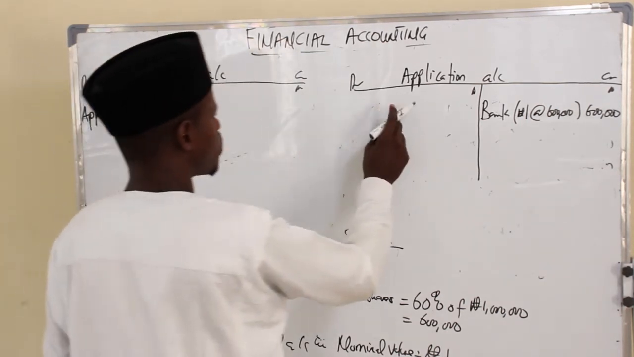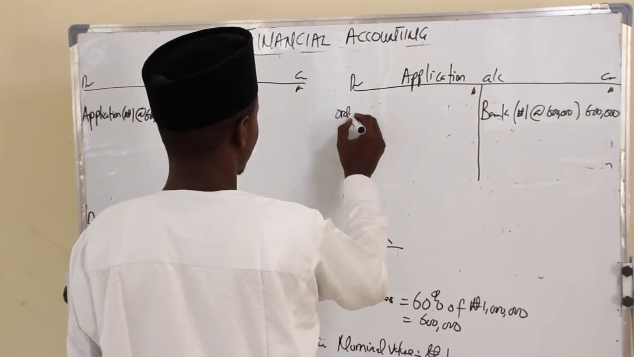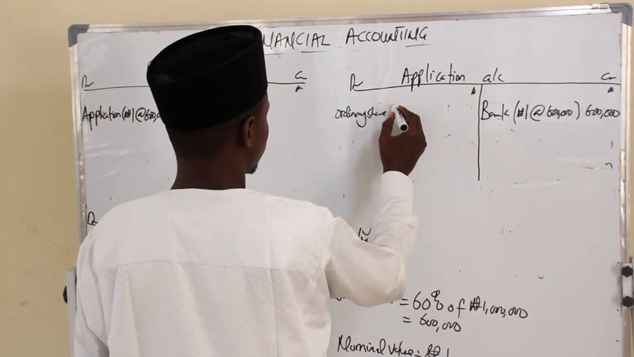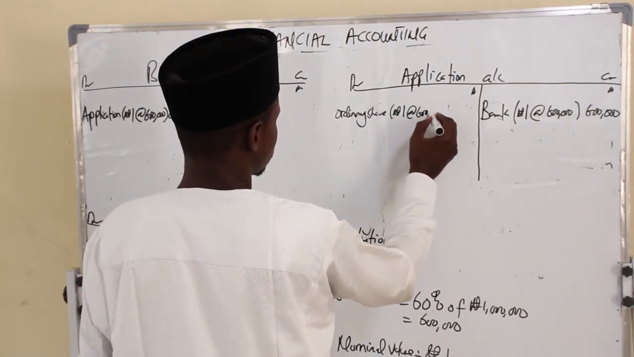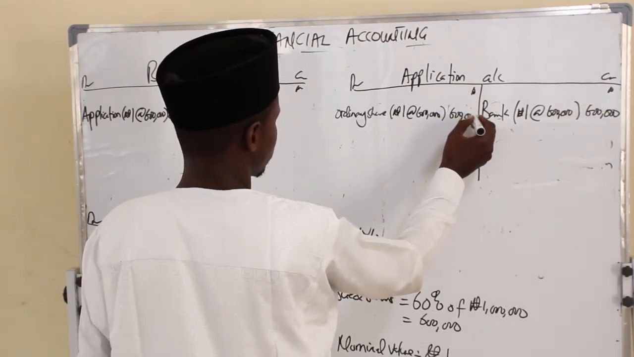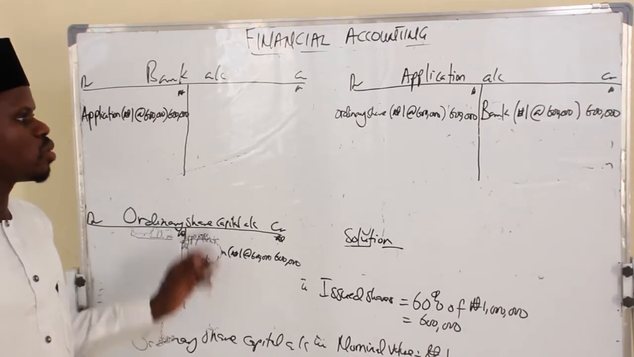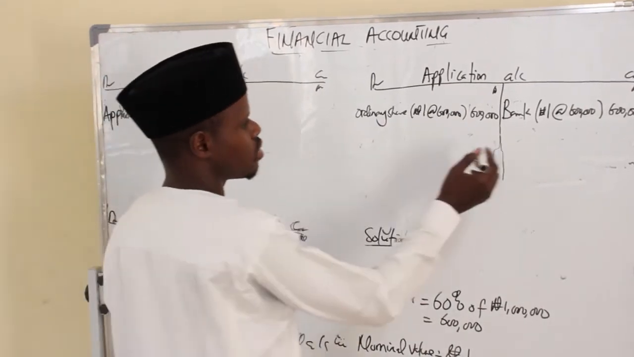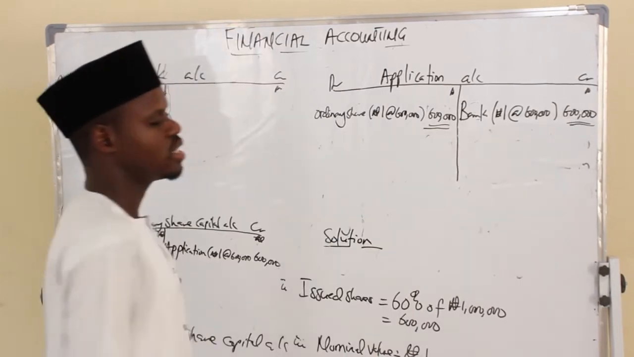That will come to the corresponding account of the application. We'll write ordinary share. We have 1 Naira at 600,000, and this will give us 600,000 Naira. That is all for the entries. The next step is for us to balance the accounts. For example, the application account is already balanced. We have 600,000 on the credit side and 600,000 on the debit side.